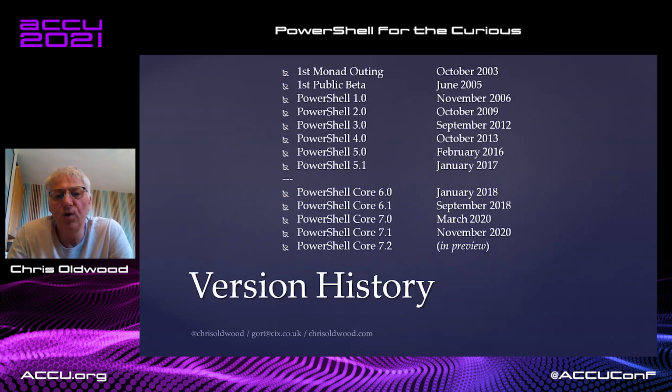And then PowerShell 2, which seemed to linger forever with XP, Vista and Windows 2003, because they just went on forever. So PowerShell 2 always seemed to be the version that you ended up running on, despite the fact that you might be developing on Windows 10 with, say, 4 or 5. And then there's refinements 3, 4, 5.